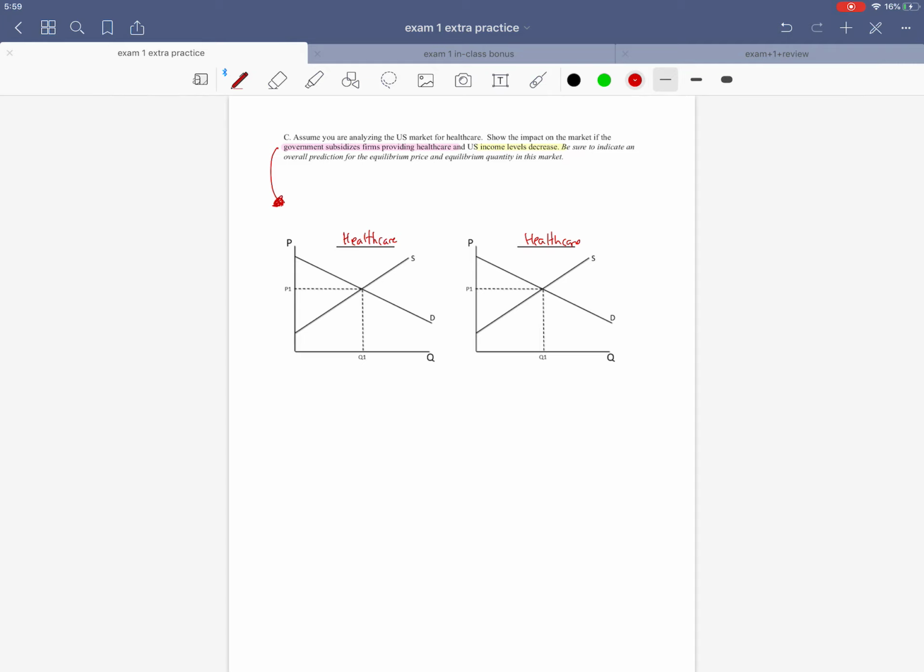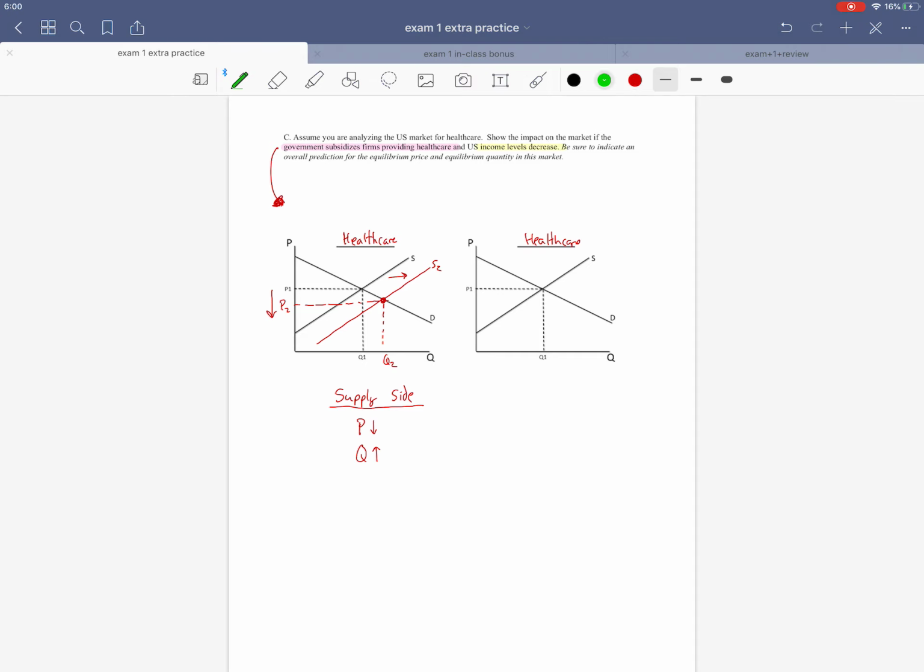Now, anytime you receive a subsidy, that's you're getting money from the government that you don't have to pay back, that you can use to put towards your production. So that's essentially like free money, which is going to allow firms to be able to produce more. So there's going to be an increase in supply, which will be a rightward shift of our supply curve. We find our equilibrium price and quantity. That'll be P2 and Q2. So on the supply side, we see that our price is going down and our quantity is going up.